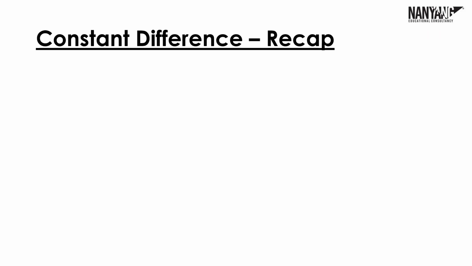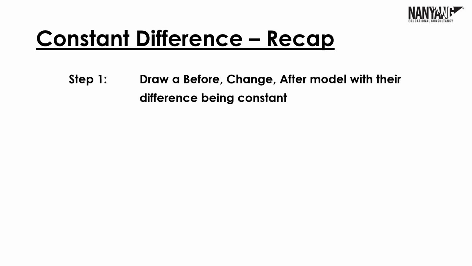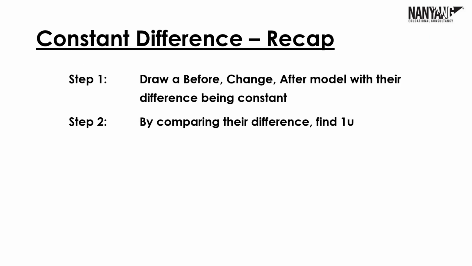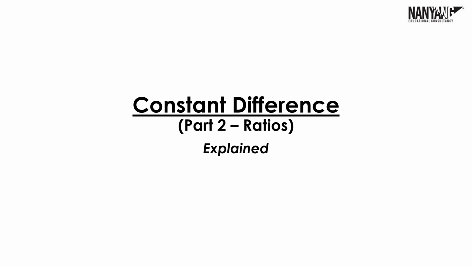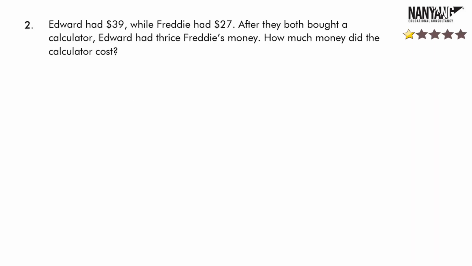So now let's do a recap. Our first step would be to draw a before change after model with their difference being constant. Next, we compare their difference and we find 1 unit. And lastly, with 1 unit, we can easily solve the question. Now that we have learned how to do the questions, let's attempt another one.